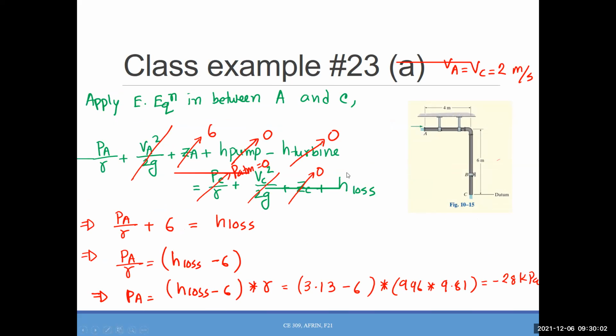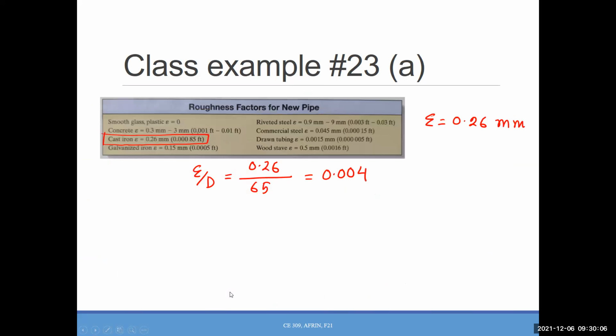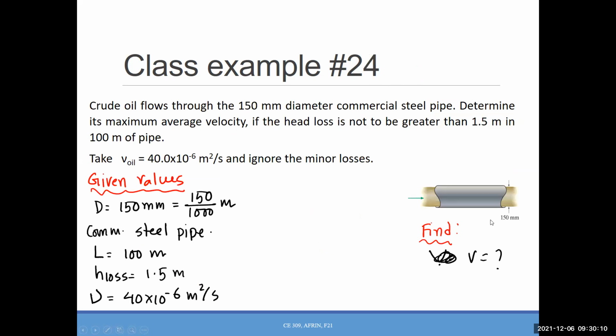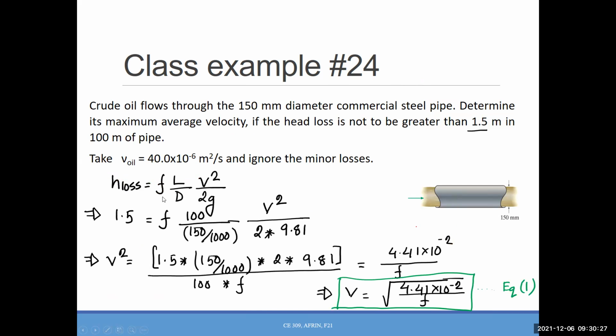and the ending point. That's why I started from the energy equation. But for class example 24 and 25, I don't know anything. They just gave me the total head loss per unit length of pipe or something like that. So even if I want to apply the energy equation, there is no way, because I don't know the pressure at the starting point or the velocity at the starting point. So that's why I started from this point.